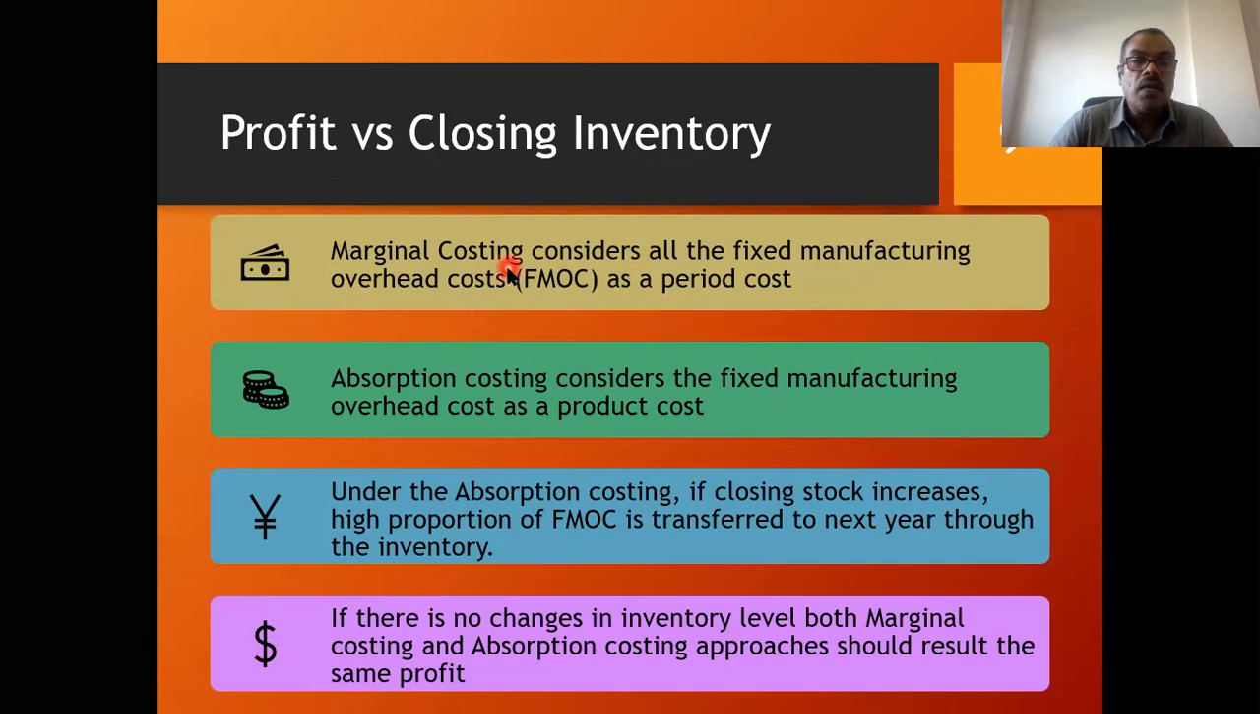What are these differences? In marginal costing, we consider all fixed manufacturing costs, administrative costs and all those things as periodic costs. So they have nothing to do with the inventory. Marginal costing, I'm sorry, I made a mistake here. In marginal costing, any fixed cost has nothing to do with the inventory valuation. That is the beauty. Inventory is valued only with variable cost.